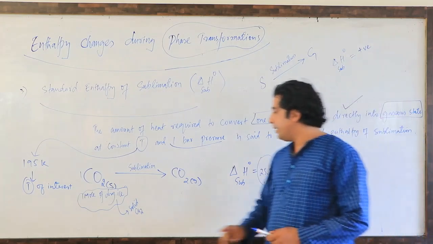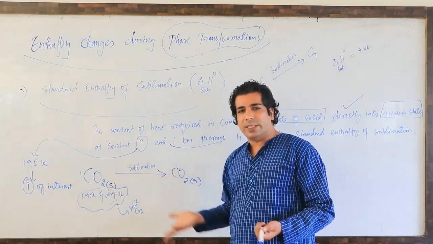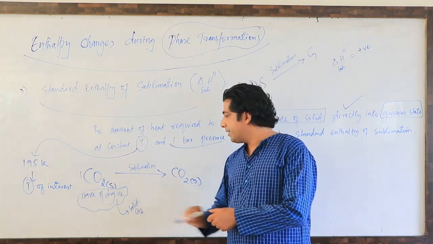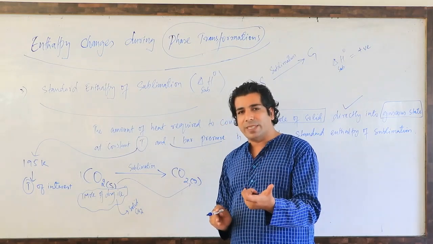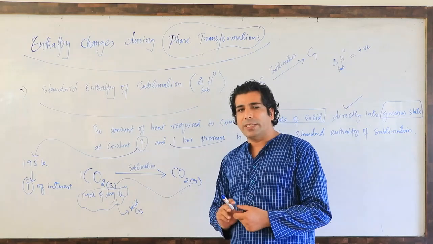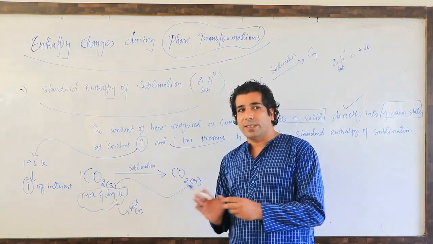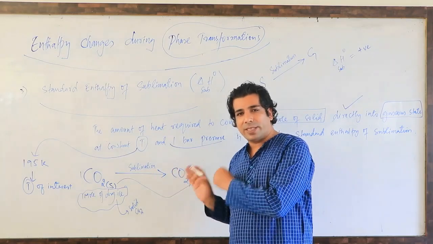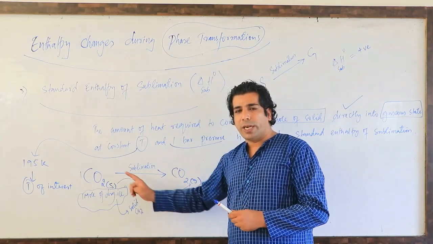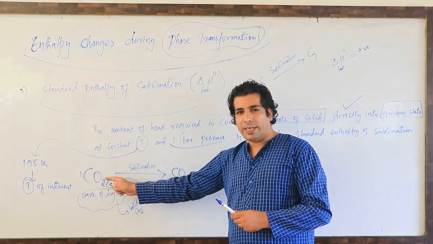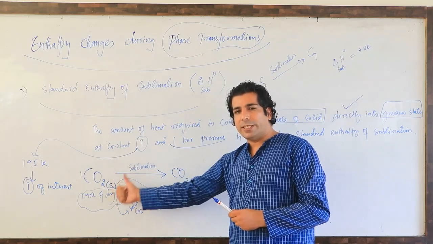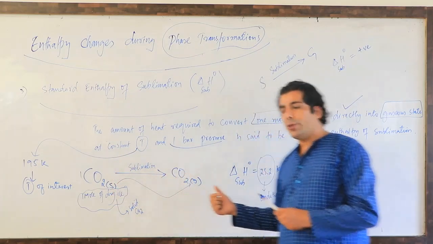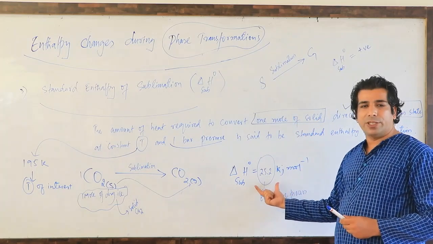Because here you can see that CO2 and CO2, the substance is the same, but only the state is changing. You are changing from solid state to gaseous state. That means when the state of a substance changes, we call it a physical process. But the substance is the same, carbon dioxide and carbon dioxide. So if we want to convert 1 mole of carbon dioxide from solid state into the gaseous state, we require this much of energy.